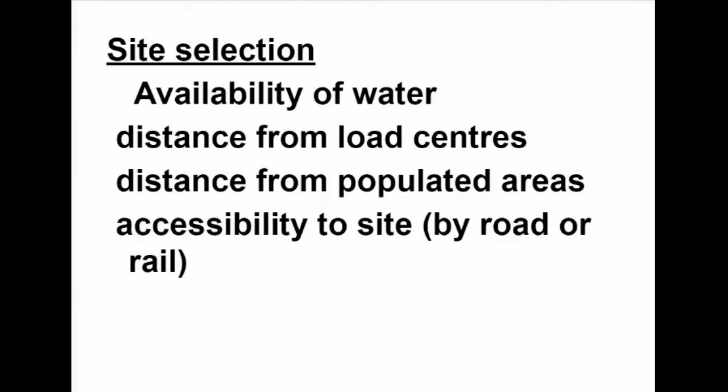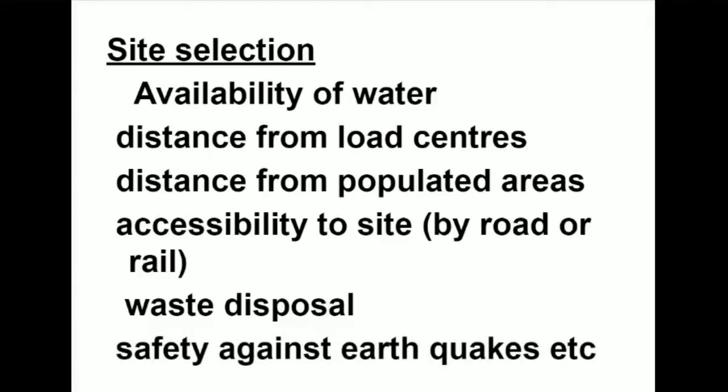Accessibility to site: in order to construct as well as operate the power plant, and to transport the fuel, we need some transportation facility. There should be some access to the site. Nuclear waste disposal is one of the main problems associated with nuclear power stations, so there must be safe, sufficient means for waste disposal. Then safety against earthquakes, etc. The plant should be free from natural calamities, so safety against earthquakes, landslides, etc. should be there.